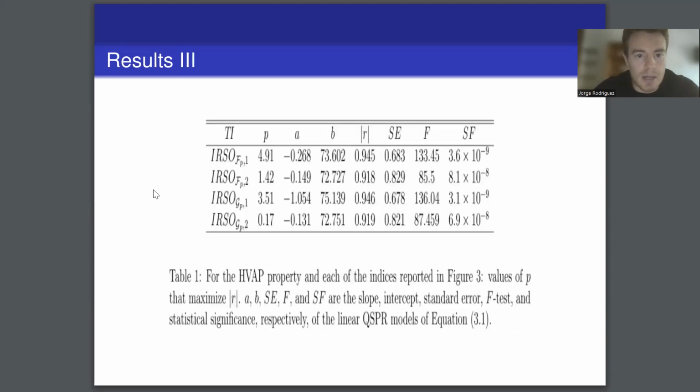Okay. Finally, here we have run a simple regression, regressing the enthalpy of vaporization on a constant and the irregularities on board indices. We have chosen the value of p that maximizes the correlation, and we get these results, where a is the constant of the regression and b is the slope of the regression.